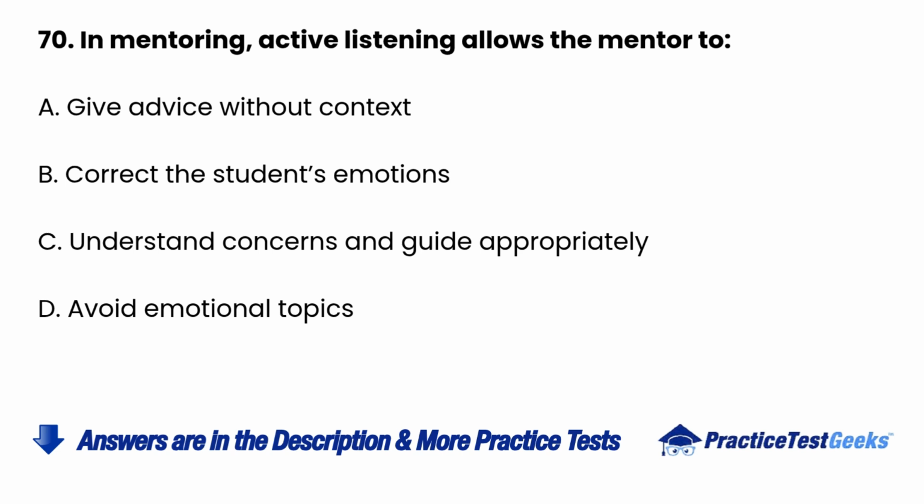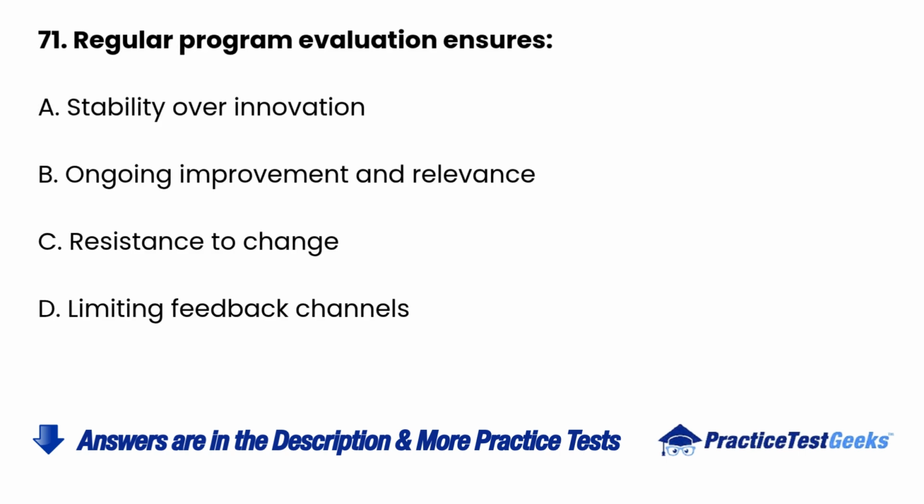70. In mentoring, active listening allows the mentor to A. Give advice without context. B. Correct the student's emotions. C. Understand concerns and guide appropriately. D. Avoid emotional topics.